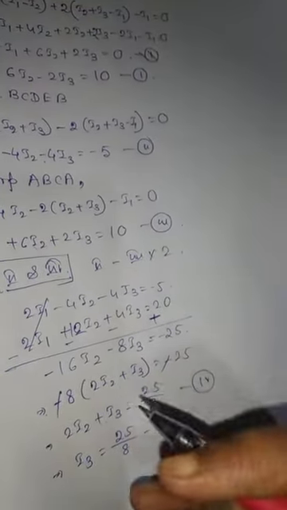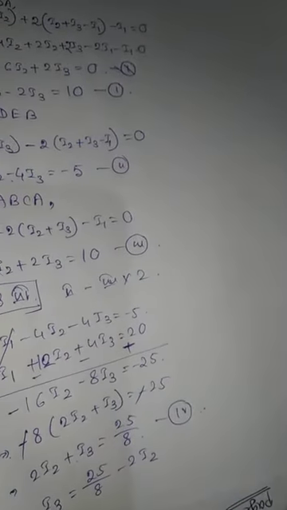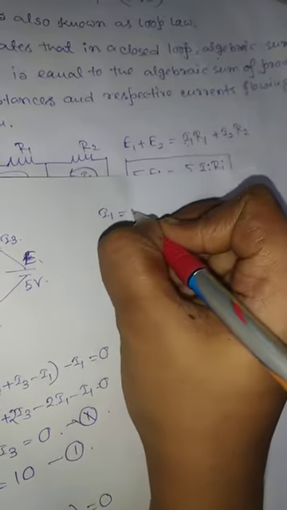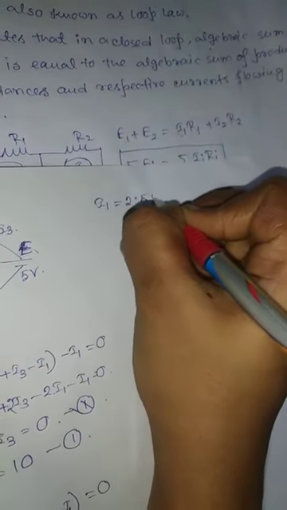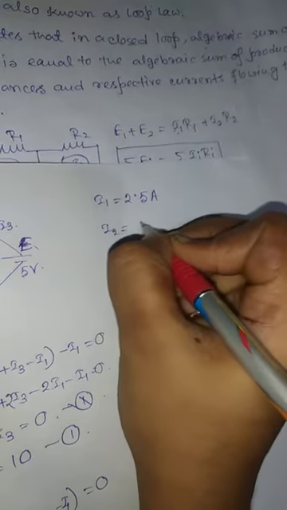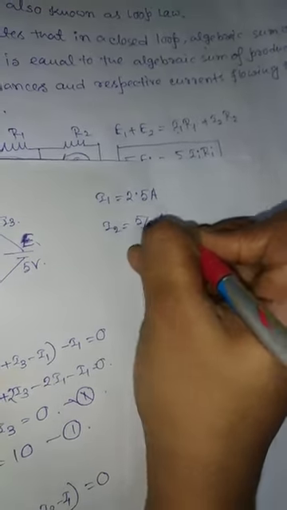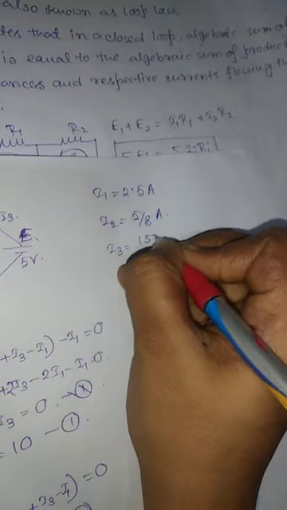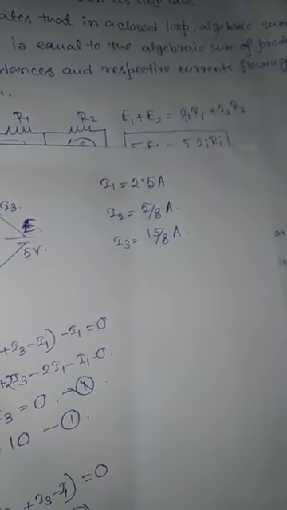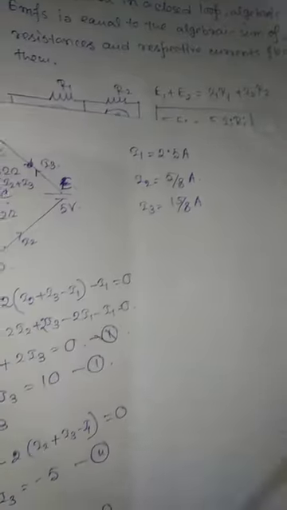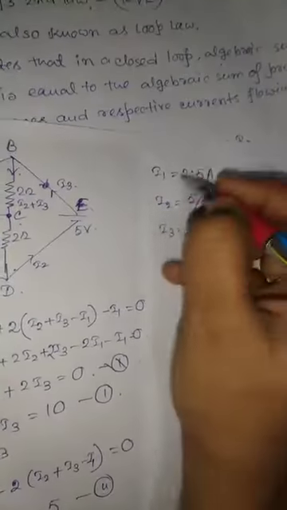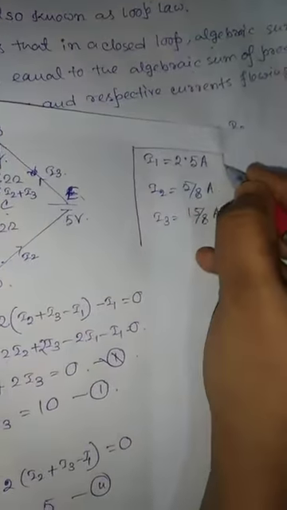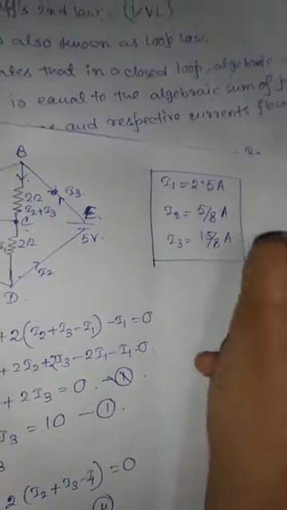So from there, by the method of elimination, after calculation, what you will get? You will get I1 equal to 2.5 ampere, I2 will be 5 by 8 ampere, and I3 will be 15 by 8 ampere. After solving these three equations, this will be your result. So in this way, you can apply KCL in any circuit to identify the currents through the resistors.